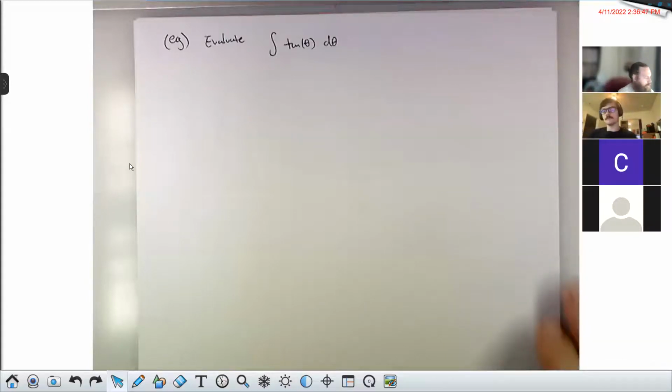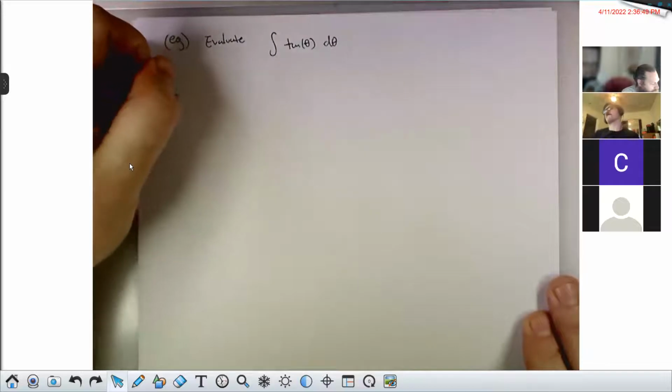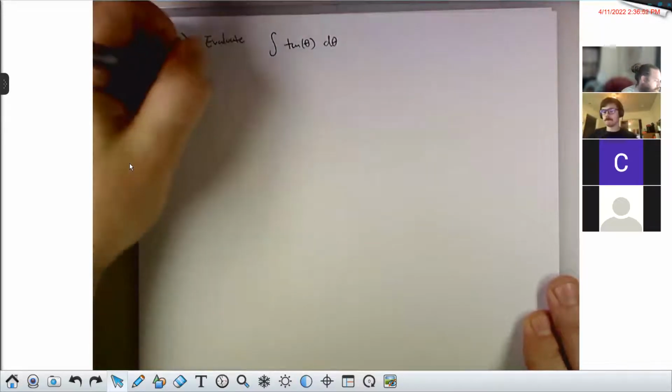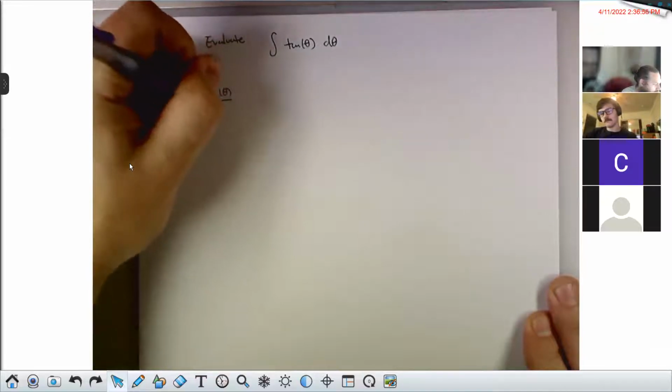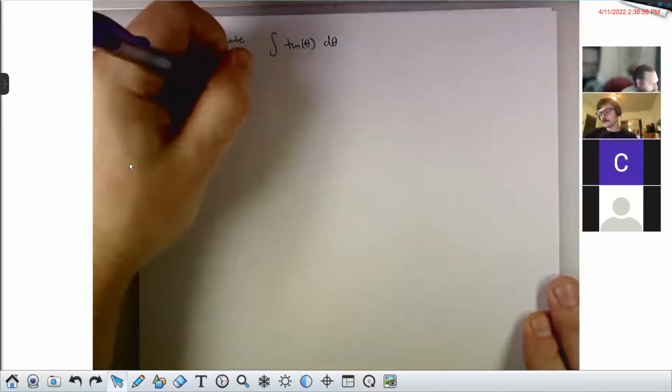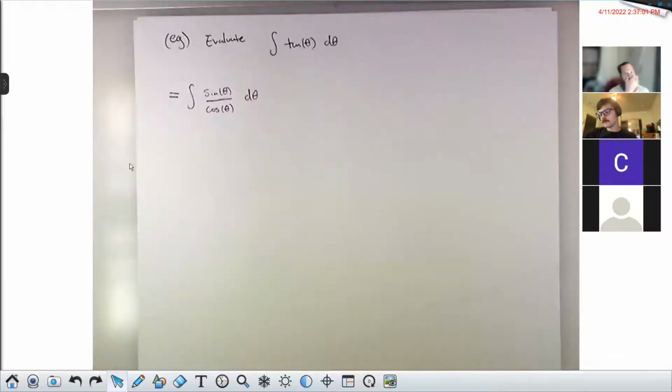However, tangent is by definition sine theta over cosine theta. So my integral is sine theta over cos theta d theta. There is no obvious inner or outer here, right? It's not the most obvious composite function in the world.